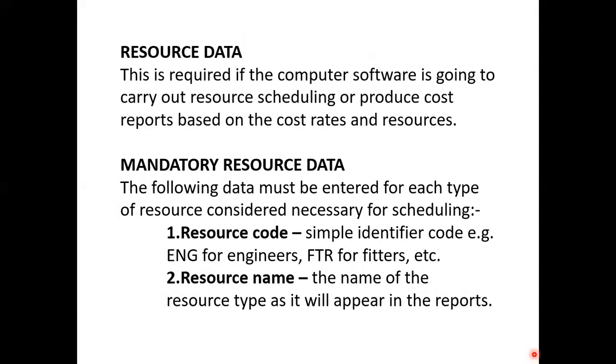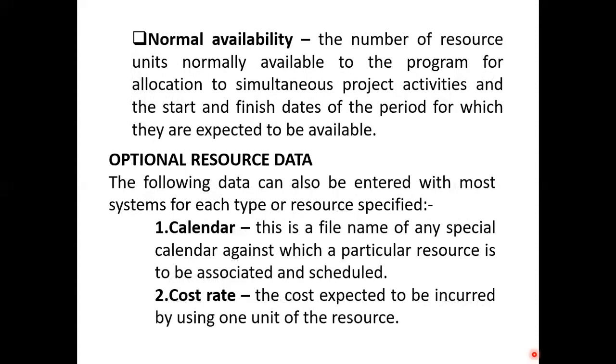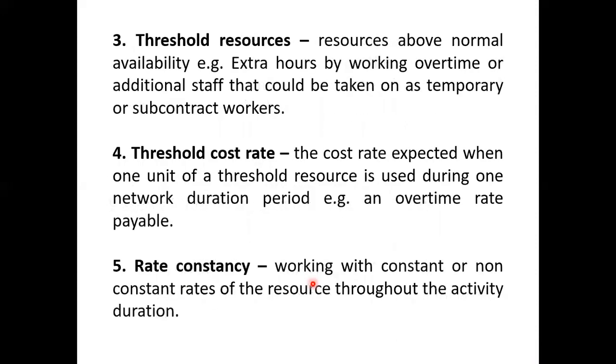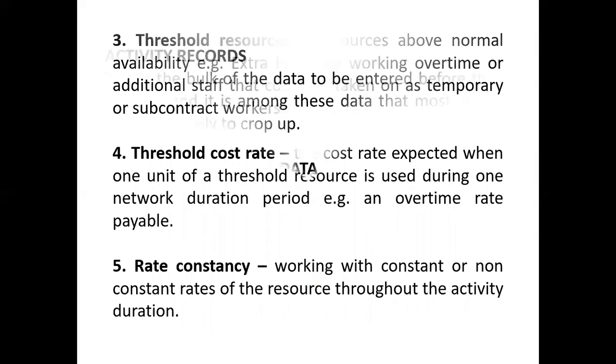Since we said there are two types of resource data, the first one is mandatory resource data. Now the second one is optional resource data. As you can see, the name itself suggests that this can be ignored, because it is just nice to have. With this information, the computer will still perform well and produce a schedule for resources. Without them, the software still produces the schedule. But just to be comprehensive, you can enter information like calendars, cost rates, threshold resources, and cost rate constants. All these can be ignored or can be supplied according to your needs.